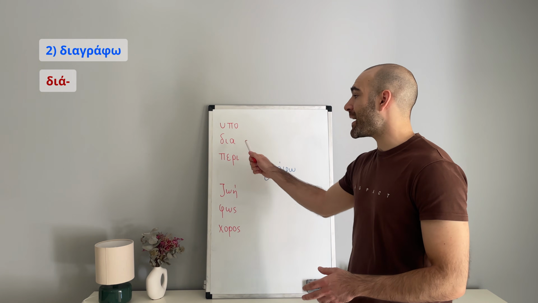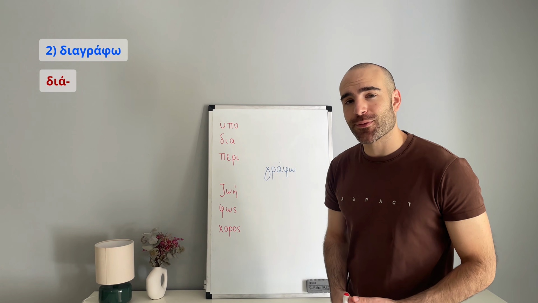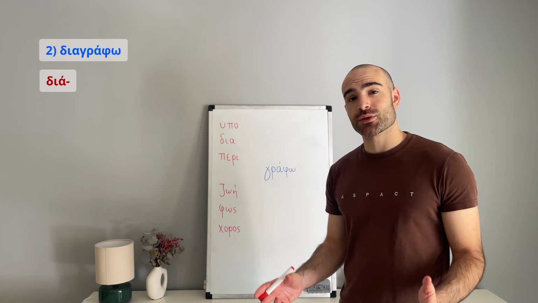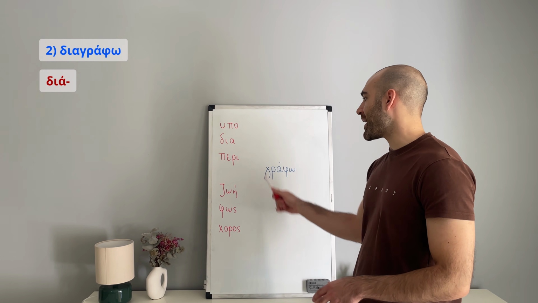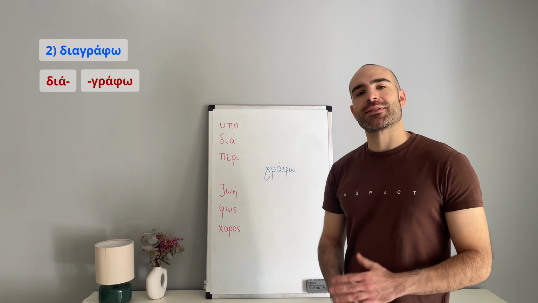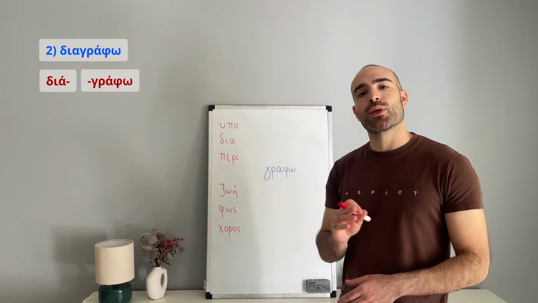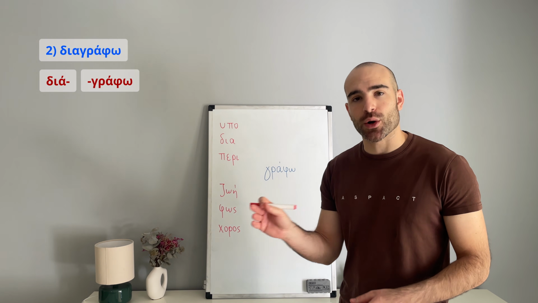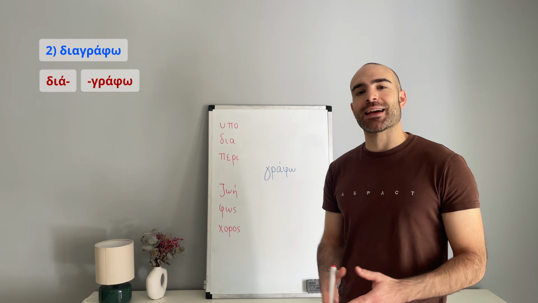Then we have δια, which in Greek by itself means through or across. So if we combine δια and γράφω, we have something like I write through or I write across, which in Greek means I delete.